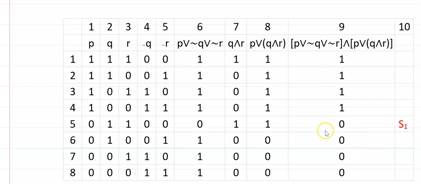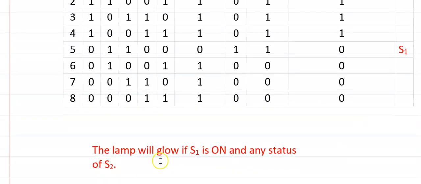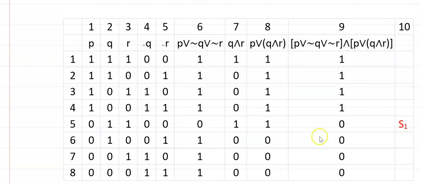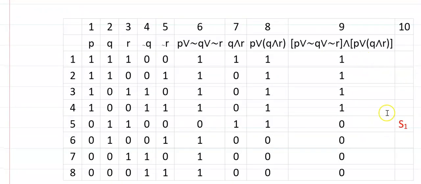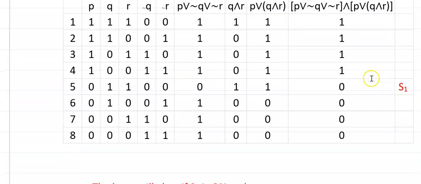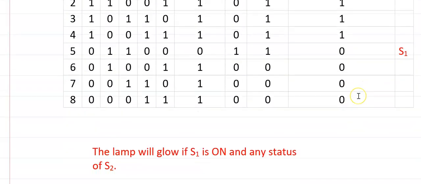0, and this is nothing but the switch S1. Therefore, the lamp will glow if S1 is on, whatever the status of S2. It depends only on S1. If switch S1 is on, the lamp will glow, because this is the total P here.